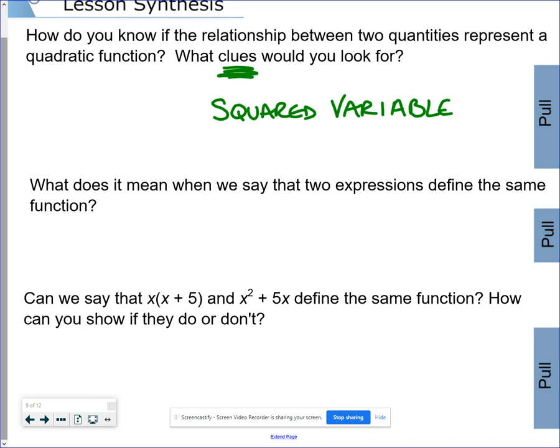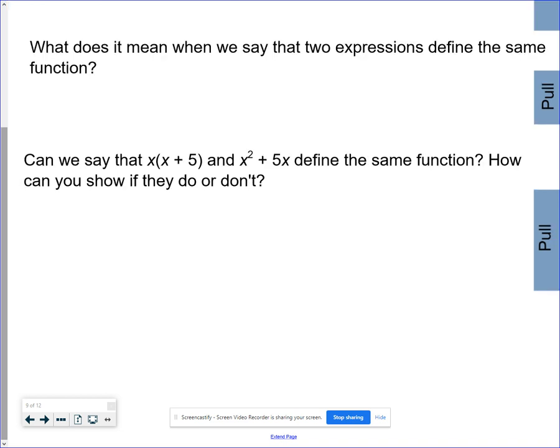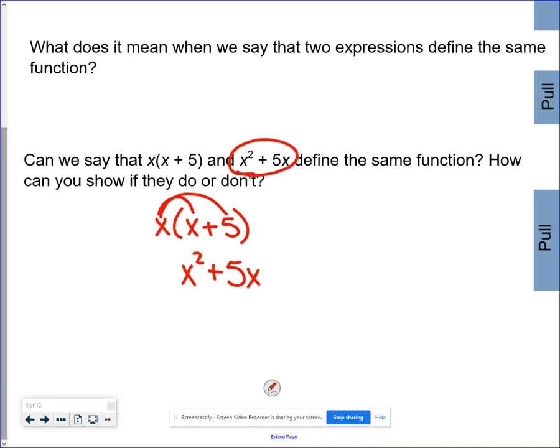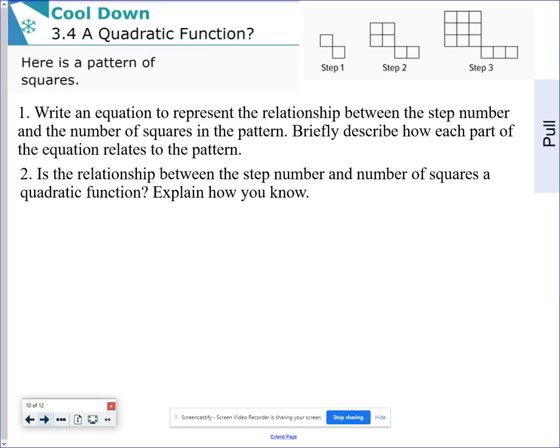And again, I know this isn't on your paper for what you'd be looking at, these three questions. It says, can we say that x times x plus 5 and x squared plus 5x define the same function? How can you show if they do or they don't? This is a distribution, right? X times x plus 5, if I distribute, I'll have x squared. X times 5 is 5x, which is exactly that same thing. So that's just the algebra part of it. We know how to take care of that stuff.